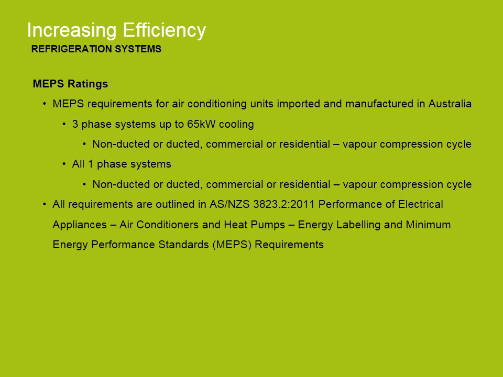In addition, all one-phase systems, non-ducted and ducted, commercial or residential units, also using the vapor compression cycle, are included in the requirements. In 2010, the algorithm for calculating AC system star ratings was updated, expanding the possible numbers of stars from 6 to 10. The rating also now takes non-operational energy use, such as standby power, into consideration. For a full detailed list of all requirements, please see Australian Standard 3825.2, 2011, Performance of Electrical Appliances, Air Conditioners and Heat Pumps, Energy Labeling and Minimum Energy Performance Standard Requirements.